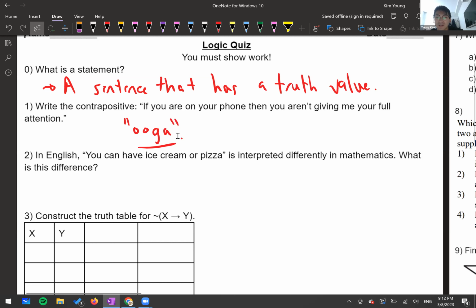If you said "hello there," this is a sentence, but it doesn't have a truth value. You can't put a truth on it. However, you could give me something like this: 5 is equal to 6. This is a statement because it's just a symbolic form for a sentence, and it has a truth value. We know that 5 is not equal to 6, so this is false, but it's just asking if it was a statement.